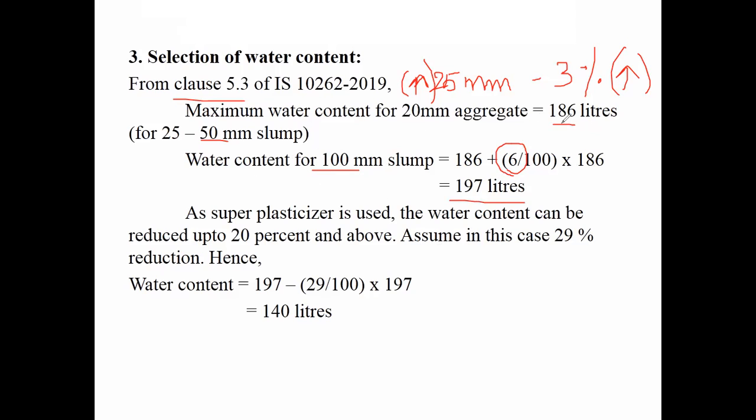The generalized condition is that for 20 mm aggregate, when the slump value is 50 mm, the water content is 186 liters. That is clear. But in our question, they have given 100 mm, so we have to make some correction in this 186 liters. What is that correction? For every 25 mm increase in slump, the water content is raised by 3%. Here the slump is increased by 50 mm, so I am increasing the water content by 6%. After doing that, I get the water content as 197 liters. Clear?